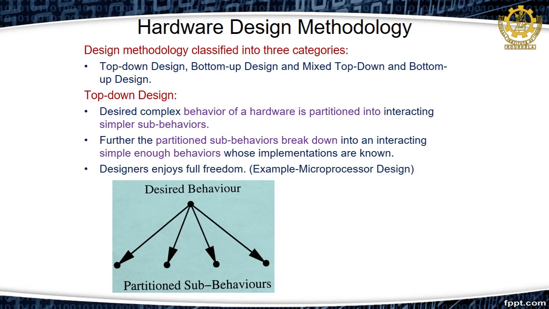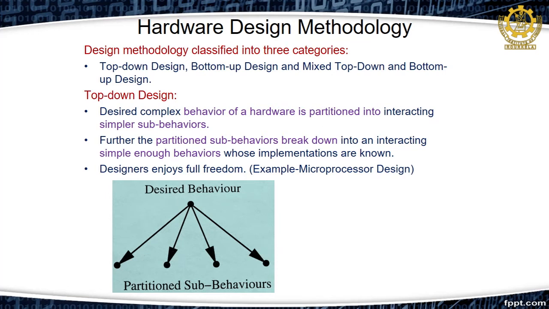So in top down design, just assume that your design is very complex. You can't directly code it, or directly design a complex behavior at the coding level. So what you have to do is first partition the entire complex behavior, which you can say is the specification of your design.